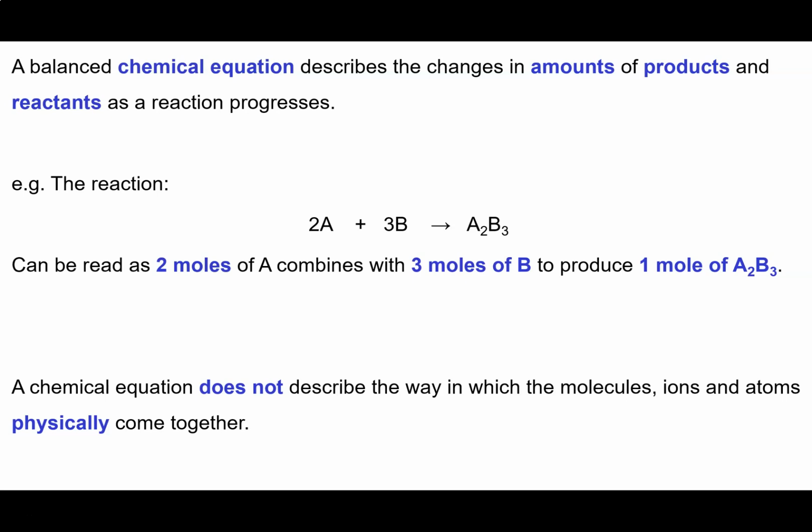A balanced chemical equation describes the changes in amounts of products and reactants as a reaction progresses. So the reaction 2A plus 3B gives A2B3 is interpreted as being that 2 moles of A combines with 3 moles of B to produce 1 mole of A2B3. What's important to recognize is that a balanced chemical equation doesn't describe the way in which the molecules, ions, or atoms physically come together. So this reaction cannot be read as 2A collide with 3B to give 1 A2B3.